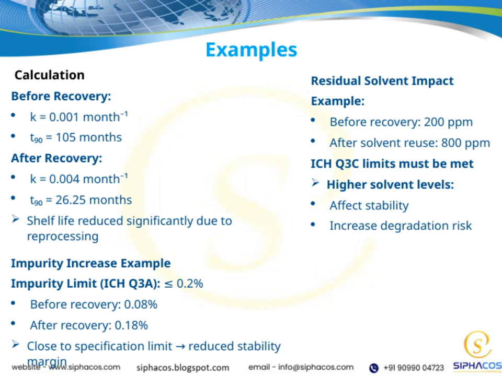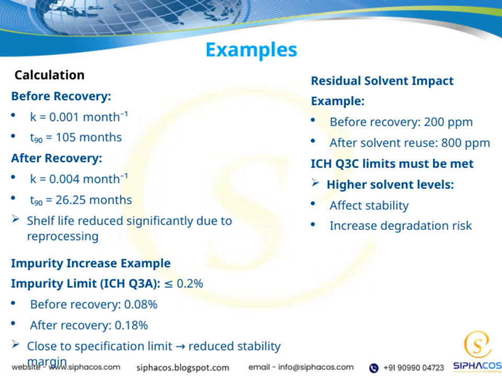Initially, with a low degradation rate constant of 0.001 month to the -1, the product's shelf life was about 105 months. But after the solvent was reused, and the degradation rate increased to 0.004 month to the -1, the shelf life dropped dramatically to just over 26 months. So, reprocessing can really cut down the product's stability window.